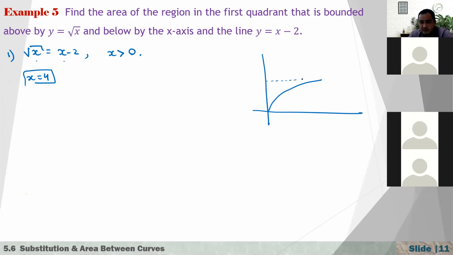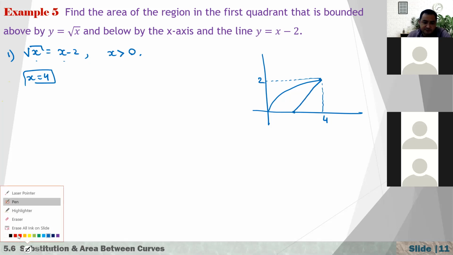So let's say they intersect each other here, and this one is 4, and this one is 2. For x minus 2, its graph is when x equals 2, this is equal to 0, right? And when it is 4, that's equal to 2. So we are talking about this region.